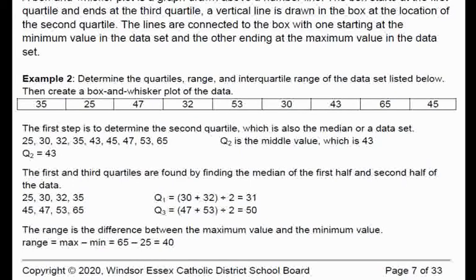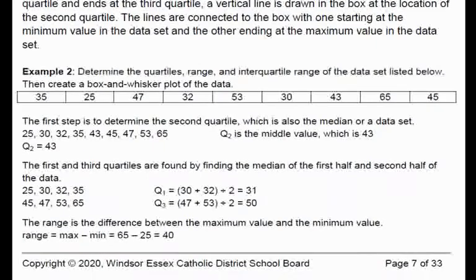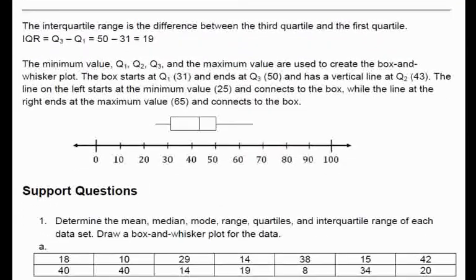And then for Q3, it's the median of the second half of the data. So 45, 47, 53, 65. We add 47 and 53, divide by 2, and we end up with 50. So we found Q2, Q1, and Q3. We were asked to find the range, which is the maximum number minus the minimum number. Looking at the data, 65 is our max, 25 is our minimum. We subtract those two and get 40 as our range. And the interquartile range is Q3 minus Q1, and that works out to be 19 in this case.